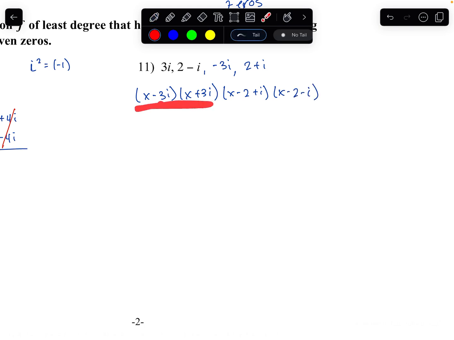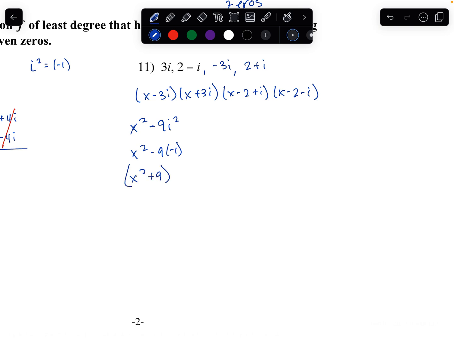Now, these right here, when I FOIL these out, I'm going to get x squared. These outer and inner terms are going to cancel because they're conjugates. And then I'm going to get negative 3i times 3i. When I multiply those together, that becomes minus 9i squared. And i squared is negative 1, so this becomes x squared minus 9 times negative 1. So that becomes x squared plus 9. Okay, and then I'm going to multiply these together.